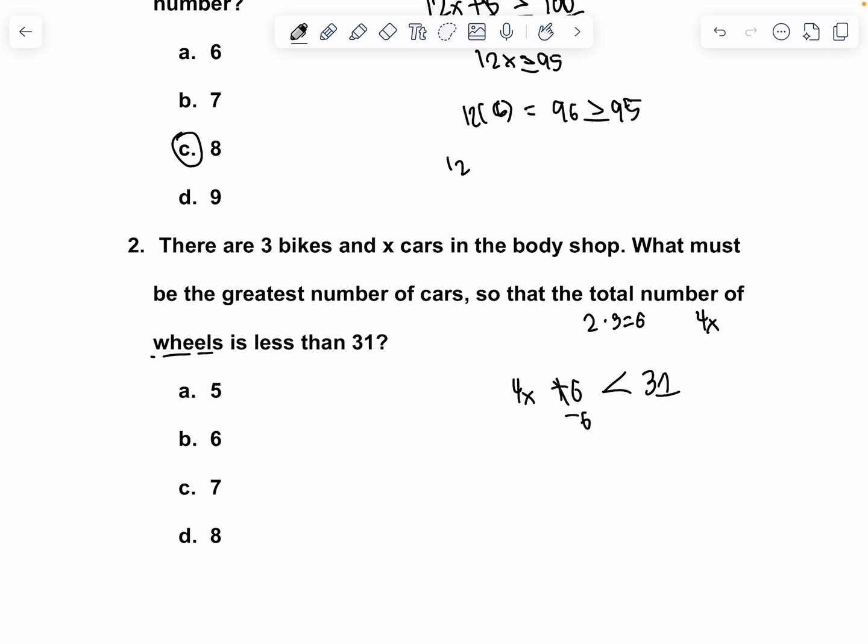We'll subtract 6 on both sides, and that would give us 4x is less than 25. And the greatest number of cars would be 6, as 4 times 6 is equal to 24. If we go any greater than 6, if we do 7, that would be 28, and that would be more than 25. So the answer would be 6, B.